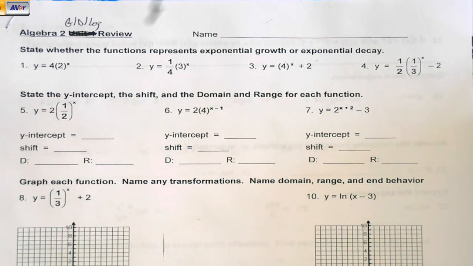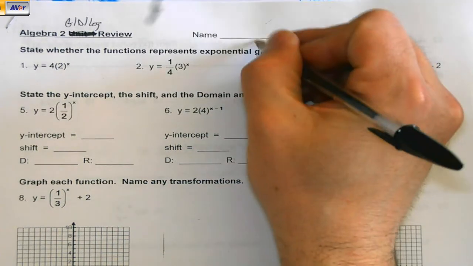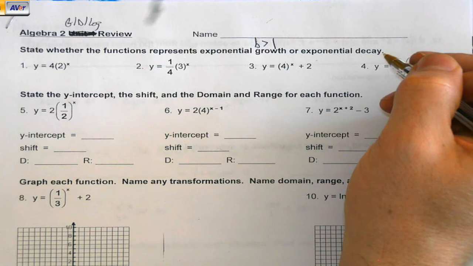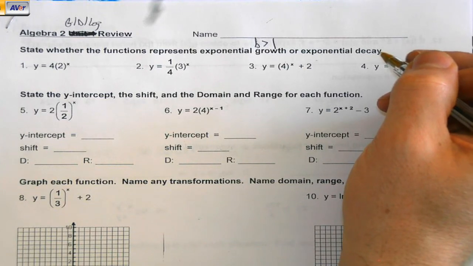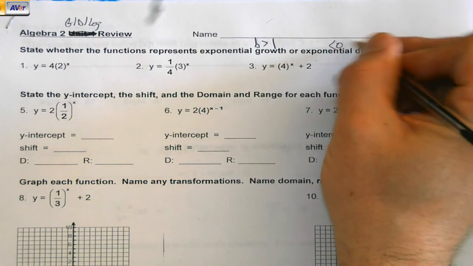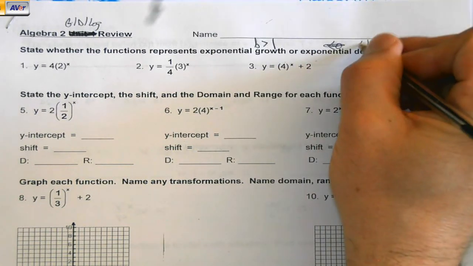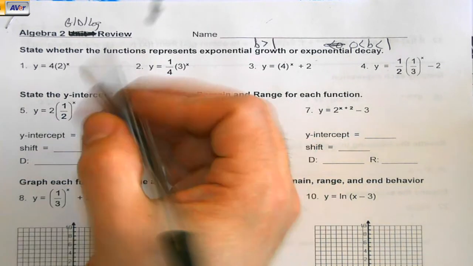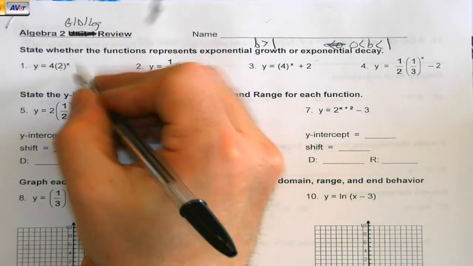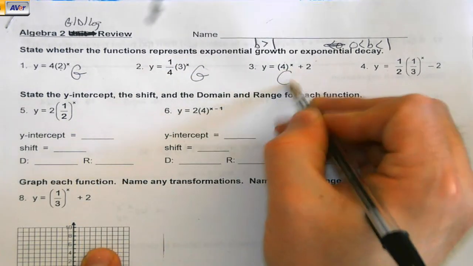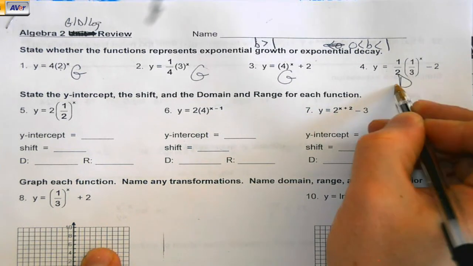State whether the functions represent growth or decay. Typically, growth happens when our b value, the value we're taking to the exponent of x, is greater than 1. And if it's between 0 and 1, it's going to be decay. So for the most part, I can go through here and go growth, growth, growth, decay.